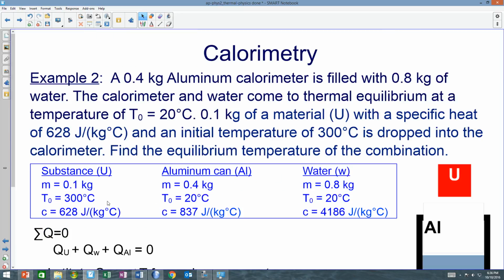Okay, so let's do an example. We have a 0.4 kilogram aluminum calorimeter. It's filled with 0.8 kilograms of water. The calorimeter and water come to thermal equilibrium at a temperature of 20 degrees Celsius. 0.1 kilograms of a material, unknown, U, with a specific heat of 628 joules per kilogram Celsius degree, and an initial temperature of 300 degrees Celsius is dropped into the calorimeter. We want to find the equilibrium temperature of the combination.